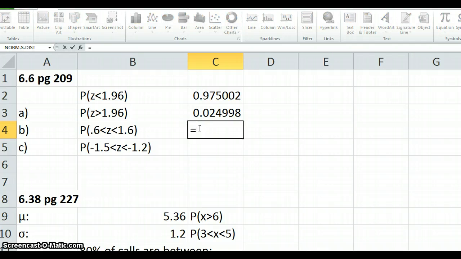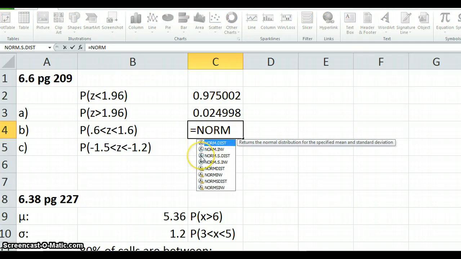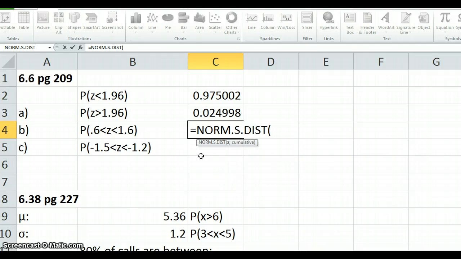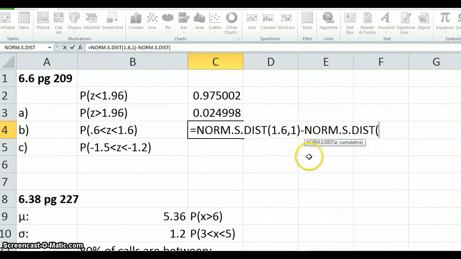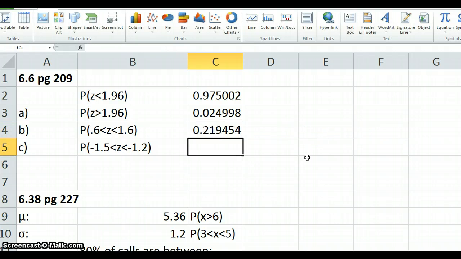So this is equal to, again, NORM.S.DIST, 1.6, comma 1, and now minus, same thing, NORM.S.DIST, 0.6, comma 1. And there we go, 0.219. So there's a 0.219 probability of picking a z-score between 0.6 and 1.6. I'm going to leave part C, which is pretty much the same except with negative numbers, for you to try on your own.